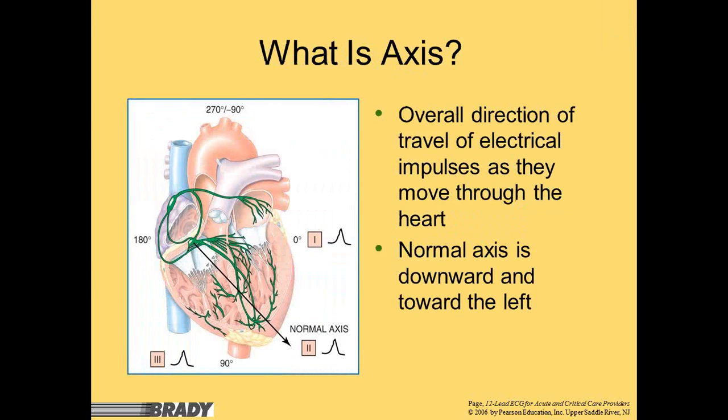Okay, so axis in a nutshell is the direction that the electricity travels from the SA node down through the heart. Now, if you look, we're looking at limb leads here. So we've got limb 1, which is going to be on the patient's left arm. You've got limb 2 on their left leg, and you've got limb 3 on the right leg. So those are the 3 leads that we're looking at. Okay, and we're going to see how the electricity moves through and how this appears in those leads.